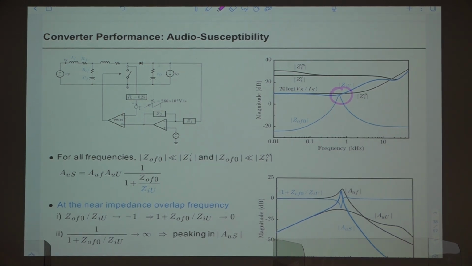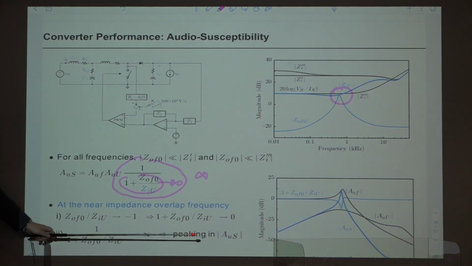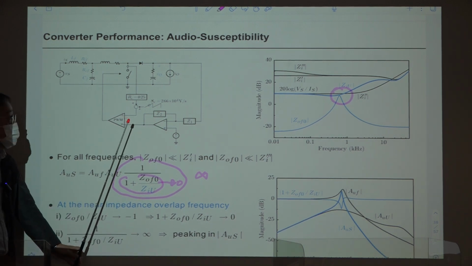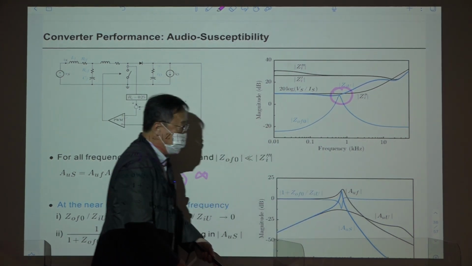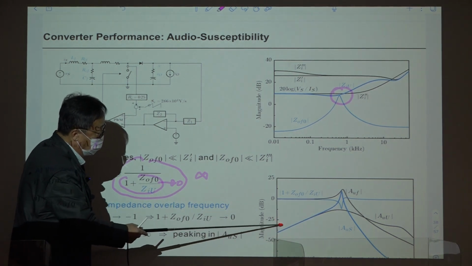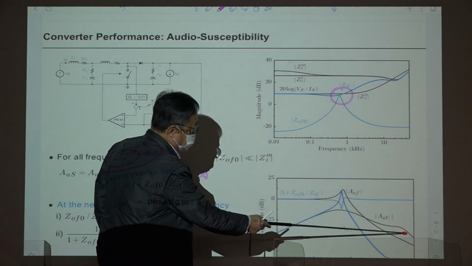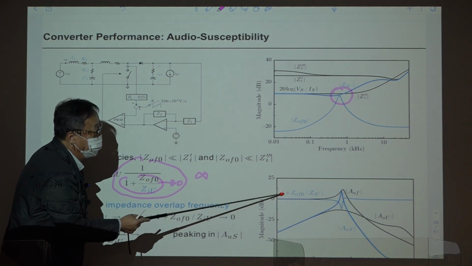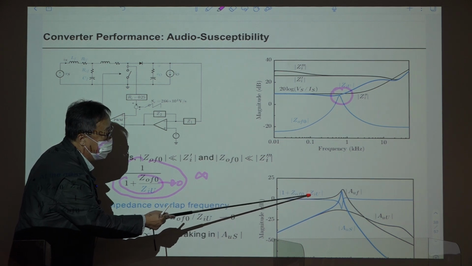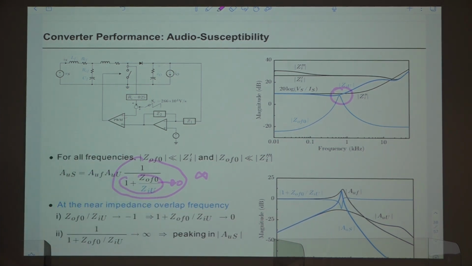The whole denominator goes to 0. Then this term goes to infinity. Right? So with this situation, we are expecting huge peaking in audio susceptibility at this frequency, at this nearing magnitude, nearing frequency. That analysis is shown here. This is the audio susceptibility of the uncoupled converter, and this curve is this one. This factor 1 plus GOF0 divided by GIU. The magnitude of them is shown here.